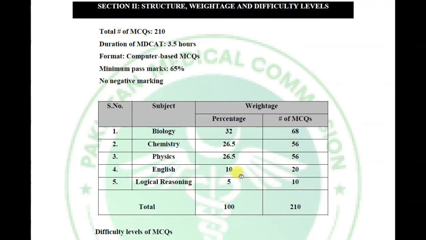For English, it is 20 MCQs, which is 10%. Logical reasoning has 10 MCQs. So the major areas that we should concentrate on are biology, chemistry and physics. MCQs total are 210.